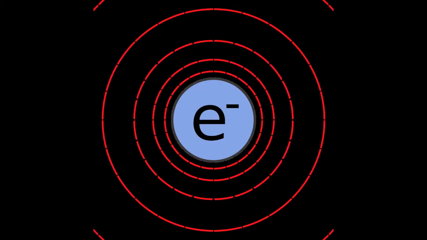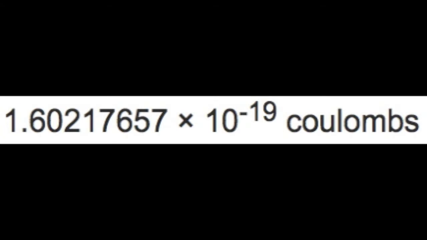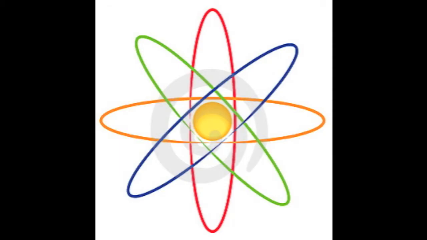He varied the charge on different drops and eventually noticed that the charge was always a multiple of 1.6 times 10 to the power of negative 19 coulombs, which is the charge of a single electron. This concluded that it was electrons carrying this unit charge. And here's how his experiment worked out.